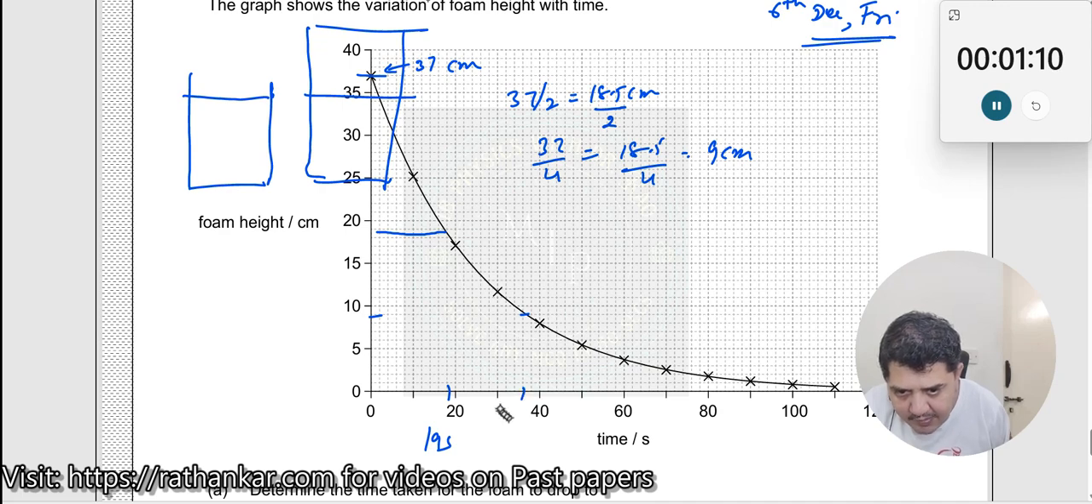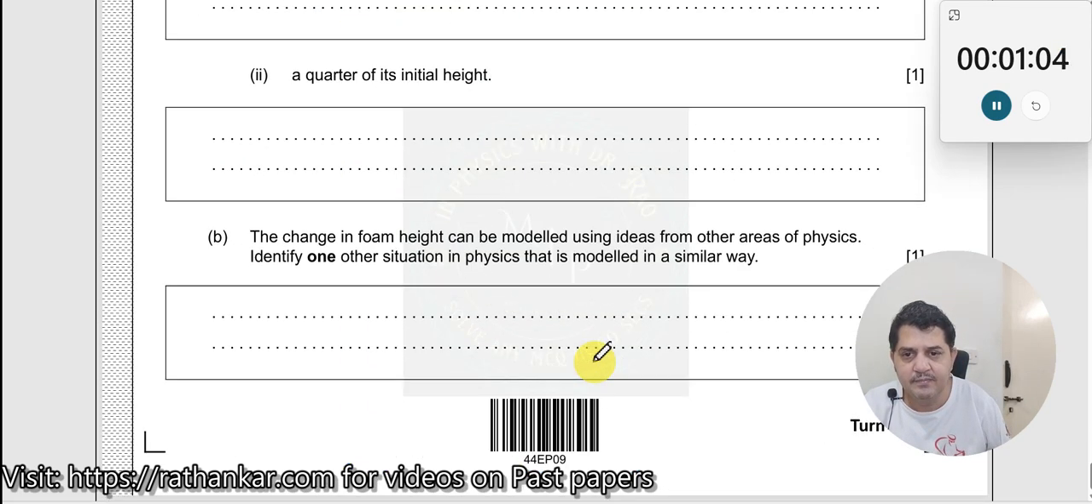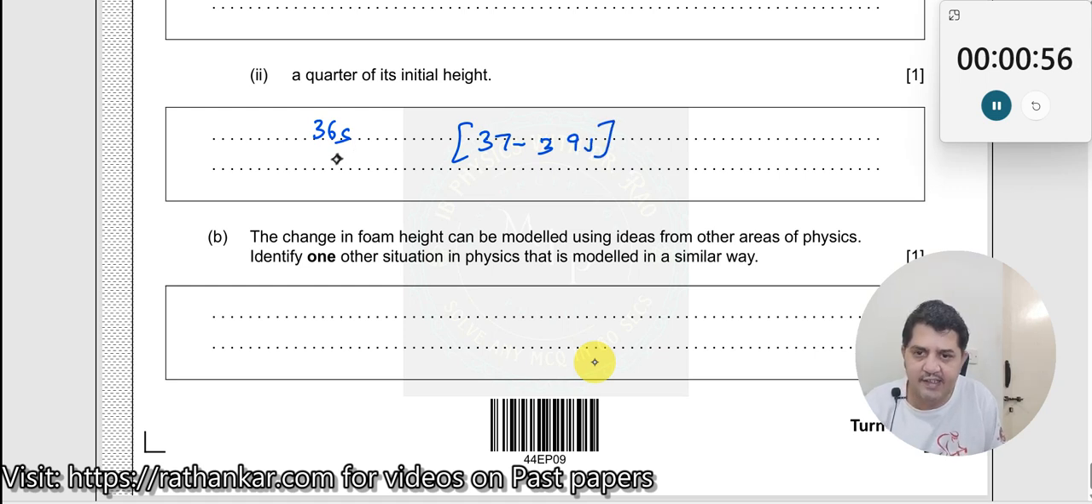Corresponding to this, this should be 30, this is 32, 34, 36. So this should be 36 seconds. The answer should be between 37 to 39 seconds. 36 seconds is 37, 38, 39. Yeah, 38 seconds. But we have got this 36 seconds, you can consider this.